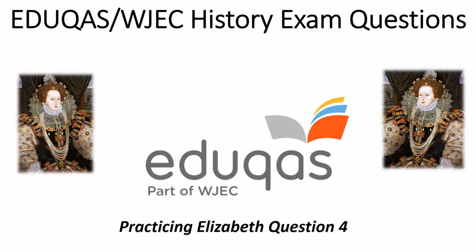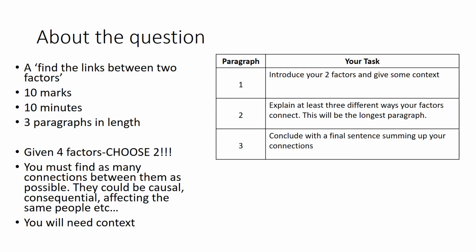We'll look at answering an Elizabeth question 4. Now it's always going to be a find the links between two factors question. It's 10 marks and 10 minutes long and 3 paragraphs in length. You will be given 4 factors, but you only need to choose 2. And you must find as many connections between them as possible.